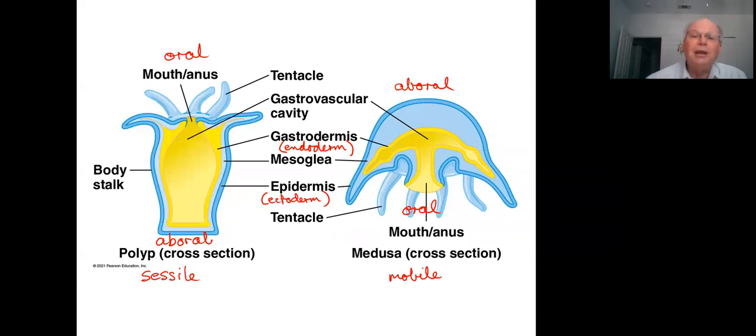Remember, both of them are surrounded by tentacles. On the oral side, those tentacles contain the cnidocytes with the nematocysts that provide the stinging apparatus for disabling the prey. So there are the two body plans of the cnidarians.